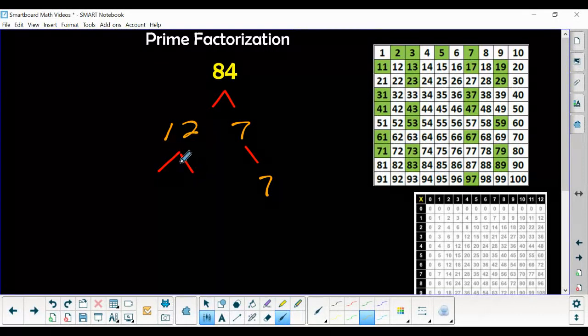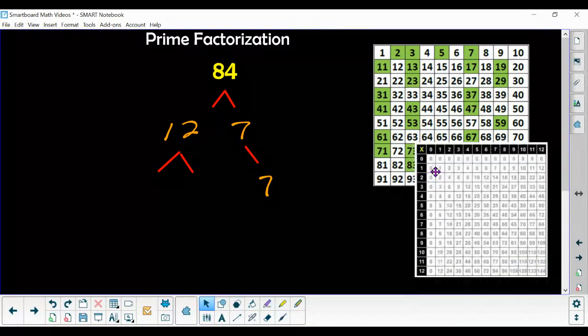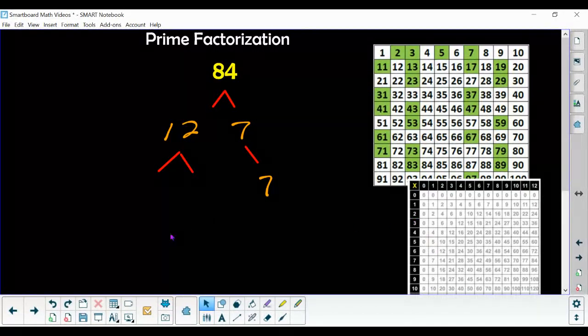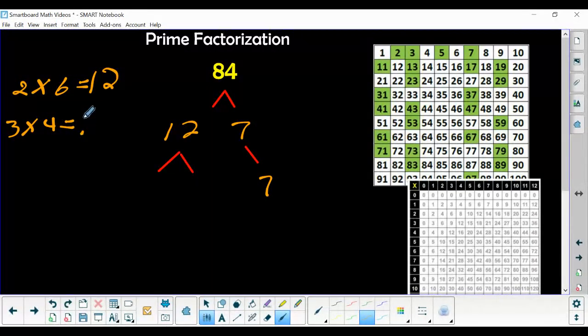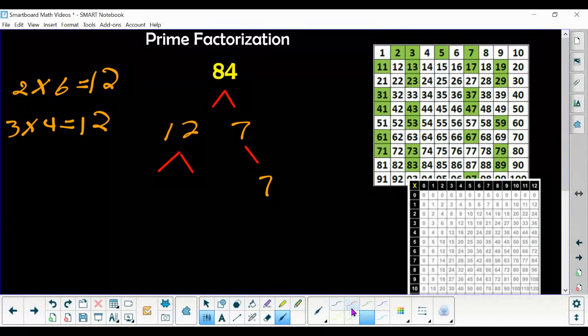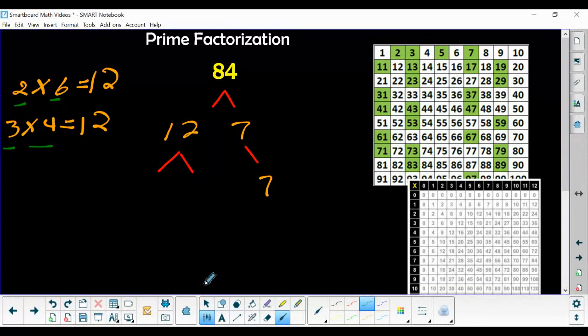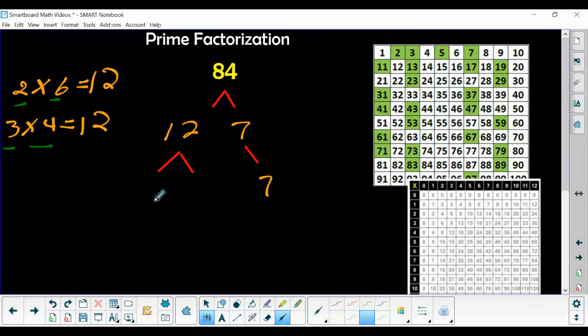Now I got to think of what two numbers that when I multiply give me 12. Again, if you get stuck, just use your multiplication chart. But for number 12, it shouldn't be that hard. You can either use 2 times 6 or 3 times 4. Either one of these, either these two numbers or these two numbers will work. I'm going to go with 3 and 4.